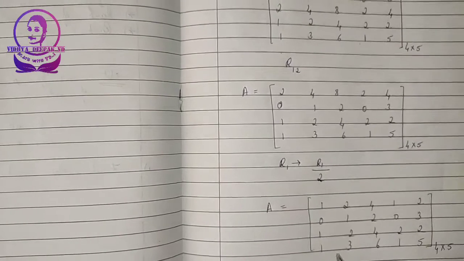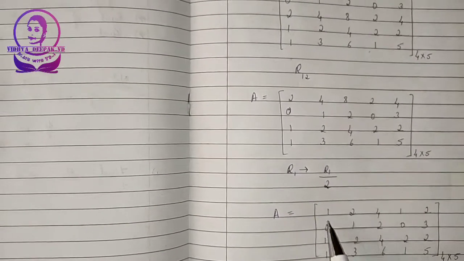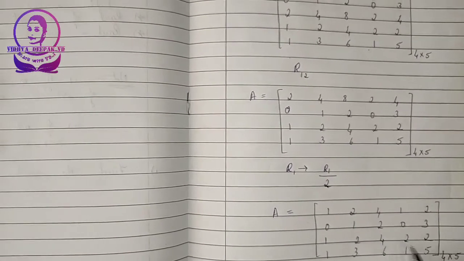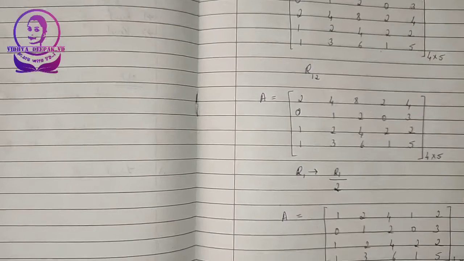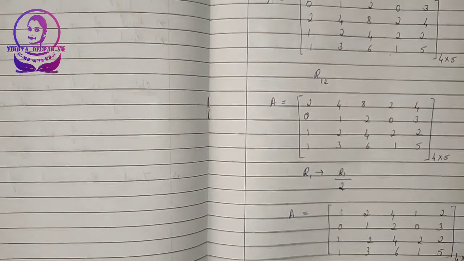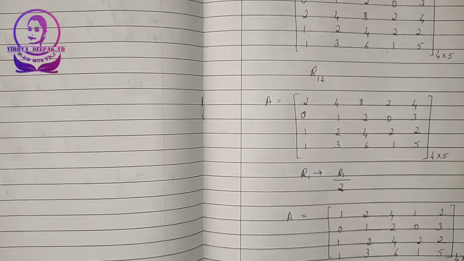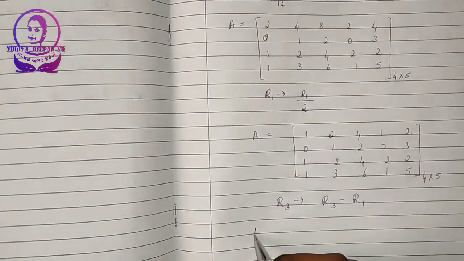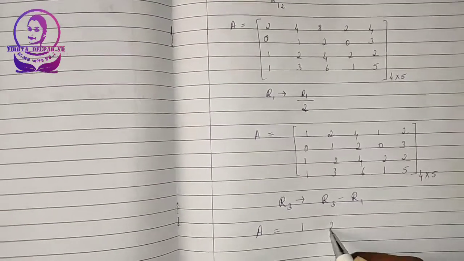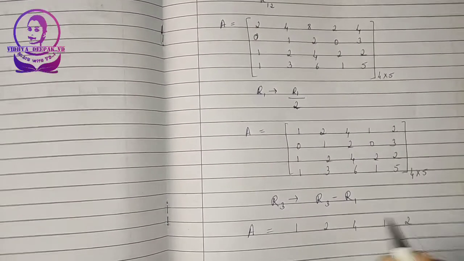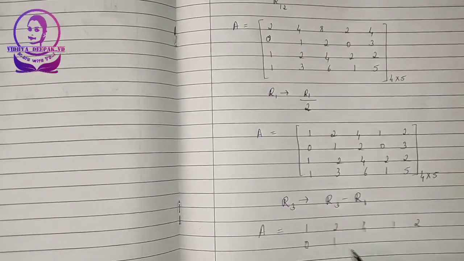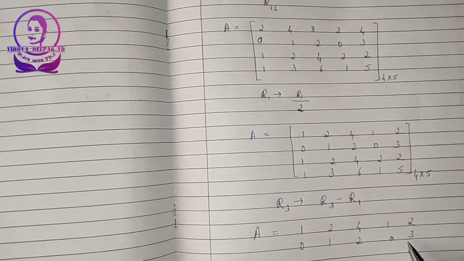My next operation is to make these elements 0. So if I subtract, 1 minus 1, 0, 2 minus 2, 0, 4 minus 4, 0. Okay, I'll get some zeros here, right? So I'll perform the operation R3 is equal to R3 minus R1. So what do I get? 1, 2, 4, 1, 2. Except the row R3, rest of the elements will remain the same. So R2 is 0, 1, 2, 0, 3.